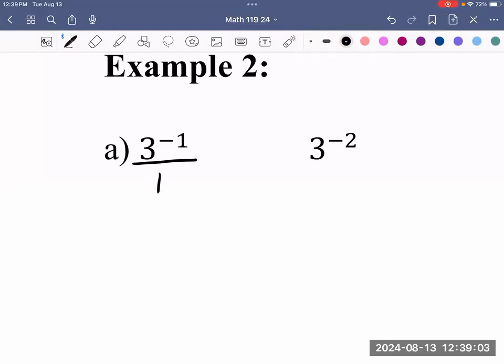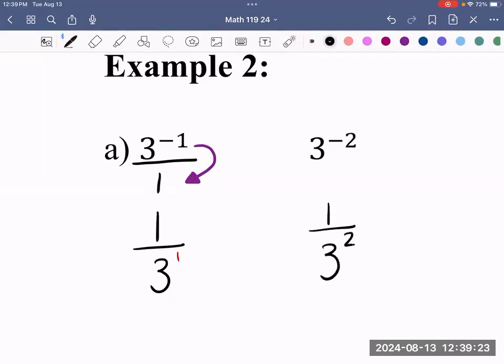We're going to then change the location of the 3. It's found in the numerator. And so now we're going to place it into the denominator. 1 over 3 to the positive first power. Let's do it again. 1 over 3 squared, and it's positive 2, which means 1 over 9. And notice that we are going to be getting smaller and smaller with these fractions.